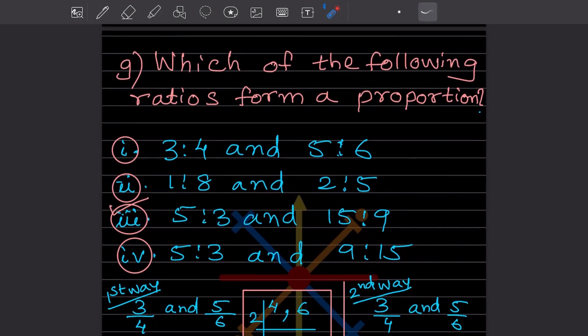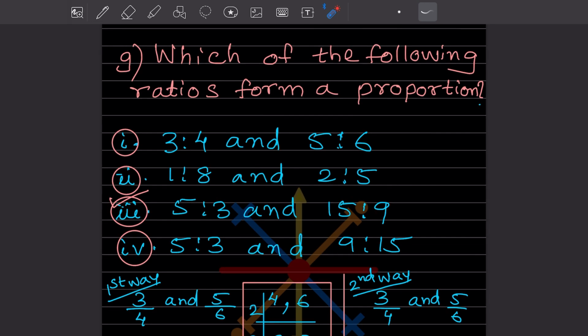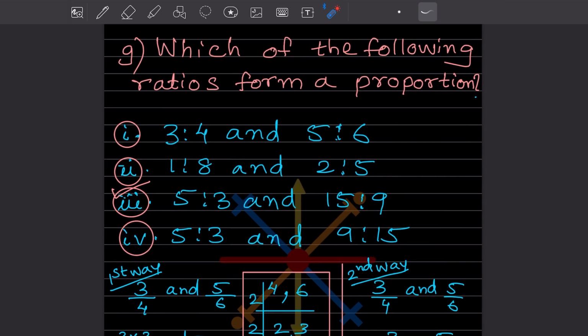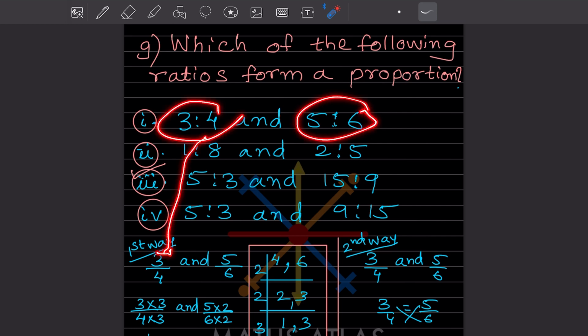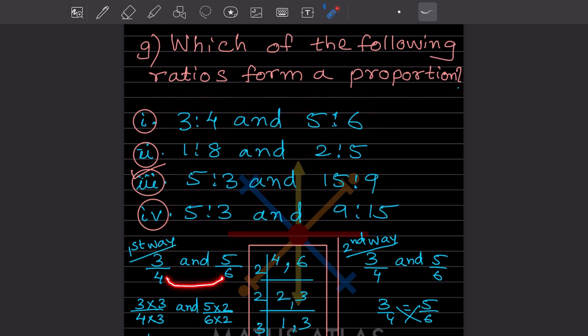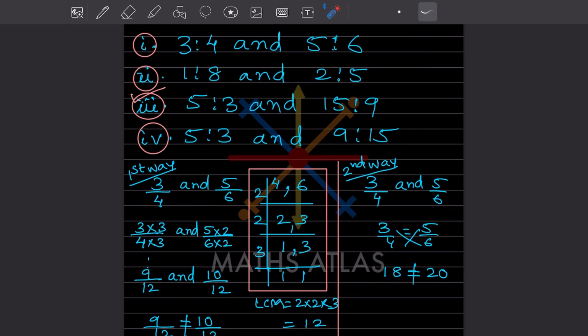Which of the following ratios form a proportion? Now see here it looks simple, but it's not that one. We have to do the workout. Now look at here. Which will form a proportion means you will take these two numbers. So when you do this one, you have to divide, right? So we are seeing this is going to be divided. So what you can see, the denominators are different. So you will take the LCM of it. We have done in the previous videos, you can see. So when you take the LCM, always go starting from 2. You cannot jump with the higher numbers.